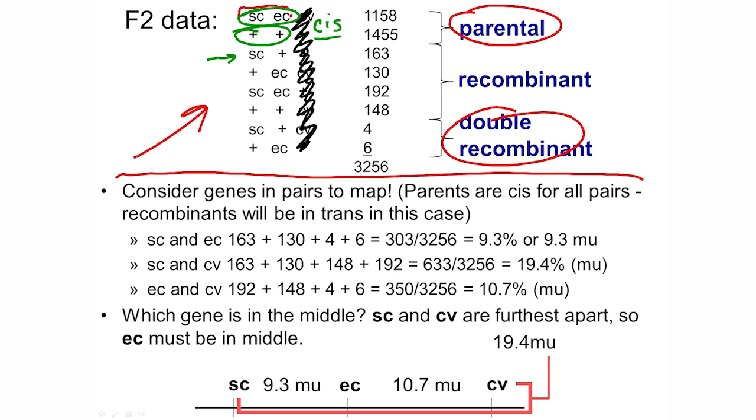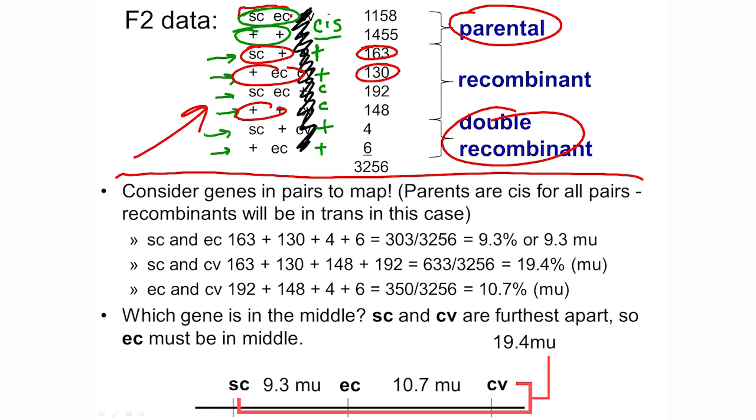SC and plus, is that cis or trans? That's trans. I'll just write T. Let's just go down the list, then we'll add them up. That's not a plus, that's a T, by the way. Plus and EC, trans, right? What about this? Scute and echinus. Doesn't that just look like the parent? So that's cis. Plus plus, cis. SC plus, trans, and EC plus, trans. So I'm going to circle the ones that are in trans in red and their corresponding numbers.